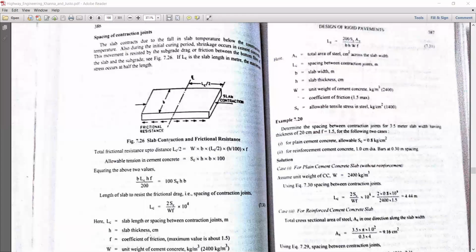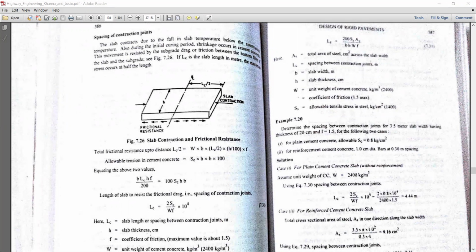Here, if LC is considered as the spacing of contraction joints, or slab length, the maximum stress occurs at half the length. Suppose the slab length is 7 meter, we consider 3.5 meter, where the maximum stress occurs. The total frictional resistance is up to distance LC by 2, which means half of the length.